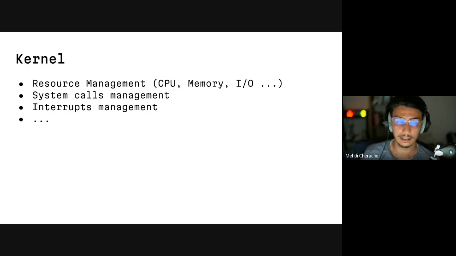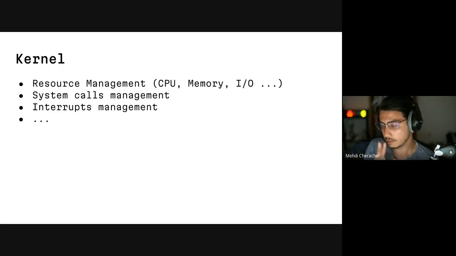And the kernel also does interrupt management. Interrupts are signals that are received from hardware, saying some operation needs CPU attention. I need CPU time. The driver needs CPU time to run something. So it raises an interrupt, and these are handled by the kernel.